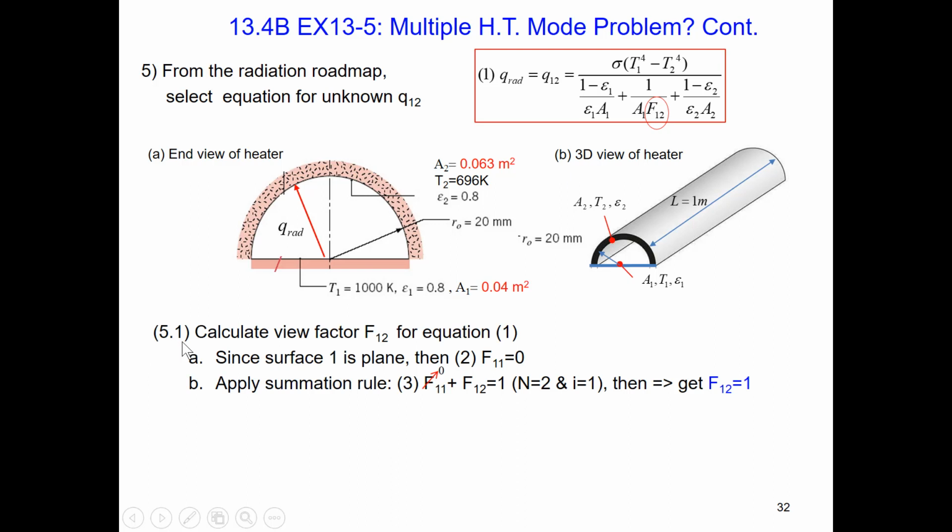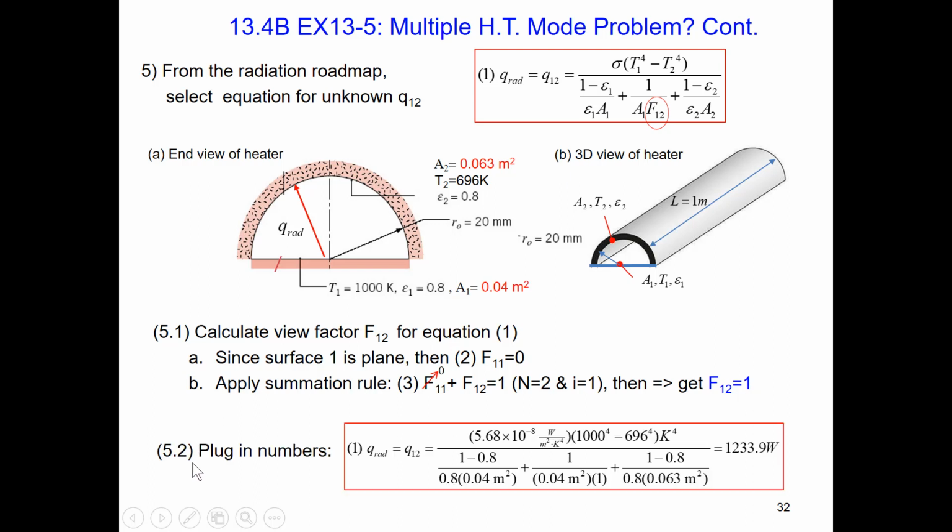Step 5.1. Calculate view factor. A. We start with surface 1 because it is plane. Then view factor F11 is 0. B. We apply the summation rule for this two gray surface enclosure with F11 equal to 0. We get view factor F12.